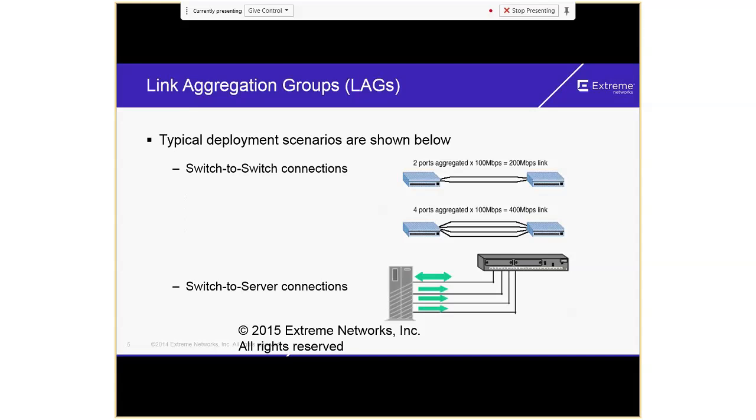So this is the diagram we had seen previously. If you have a very important server and you need connectivity to the server, it's always better to have lag configured, so that even if one of the links fails, you are covered in terms of bandwidth and in terms of redundancy.